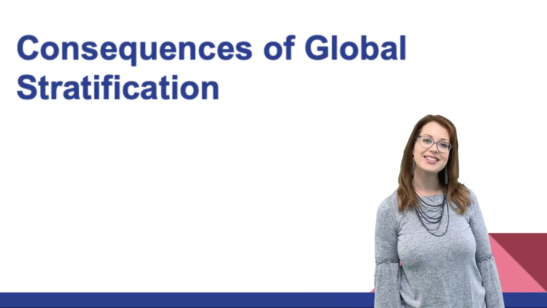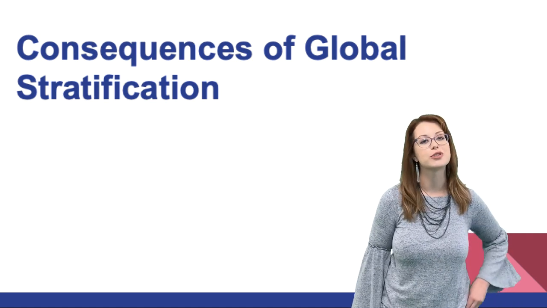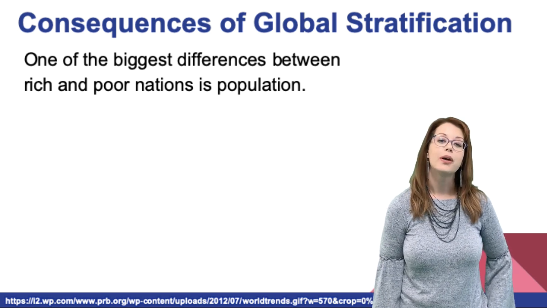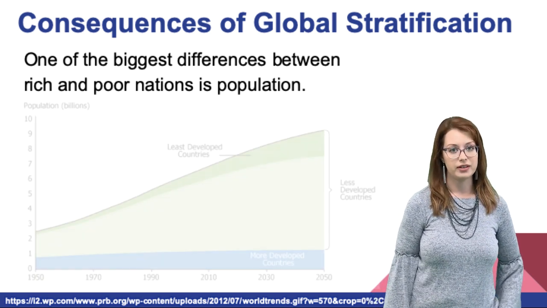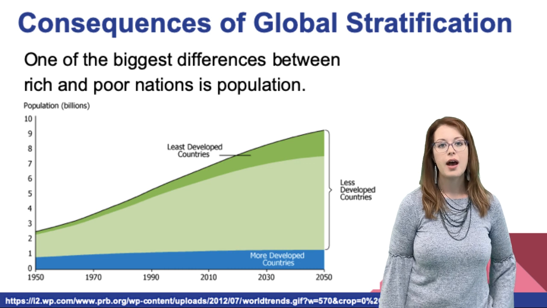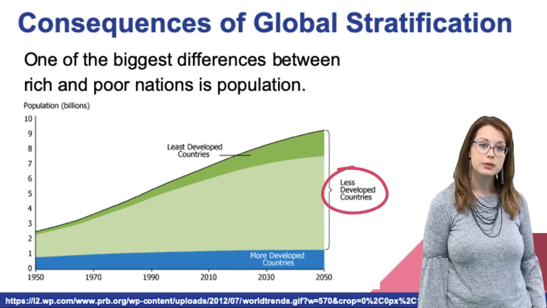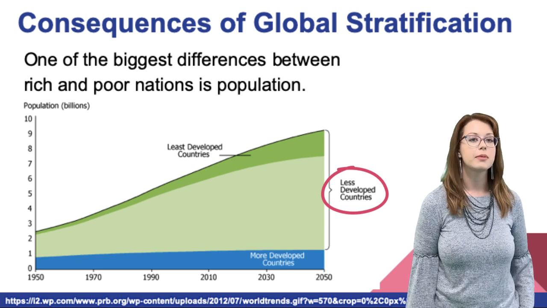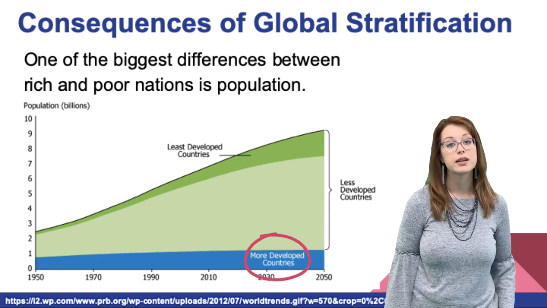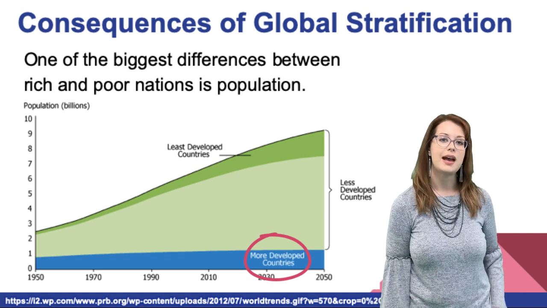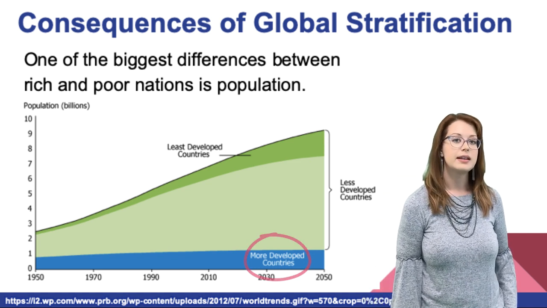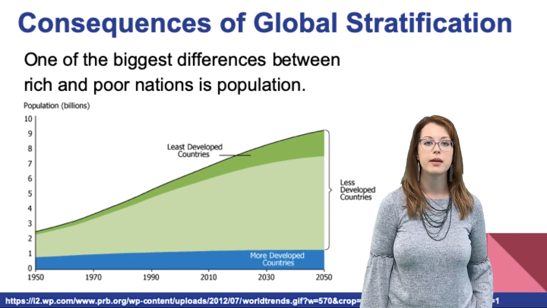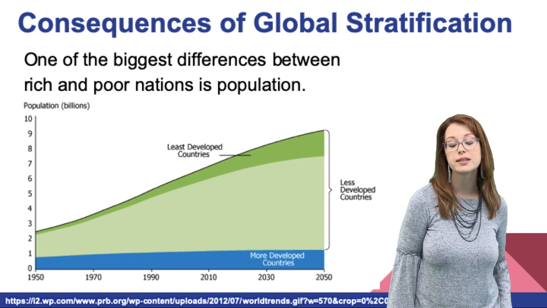My name is Marie Hunsinger, and today I'm going to talk about the consequences of global stratification. One of the biggest differences between poor and rich countries is in the population level or population growth. In less developed countries and poorer countries, women on average tend to have about 5 children per woman. Compared to wealthier and more industrialized countries, where women tend to have on average about 2 children. And so we see much of the world's population growth occurring in the peripheral or the poorer countries.